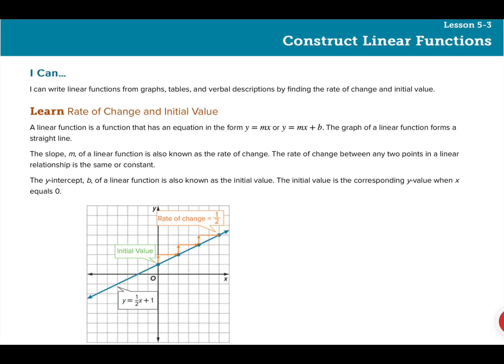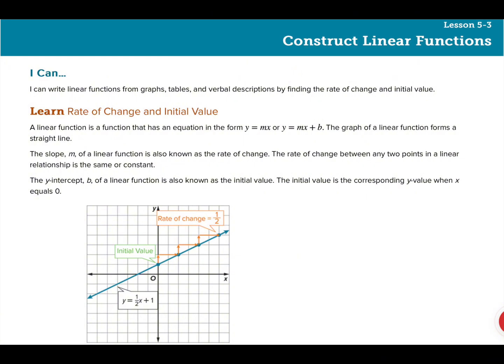Today we are learning how to construct linear functions. Your learning target is: I can write linear functions from graphs, tables, and verbal descriptions by finding the rate of change and the initial value. So, what is it? A linear function is a function that is an equation in the form of y equals mx or y equals mx plus b.